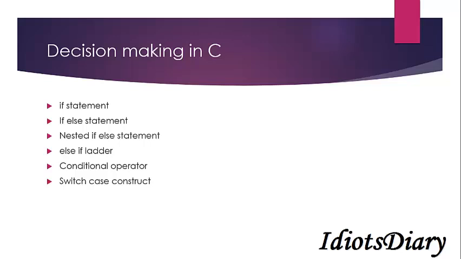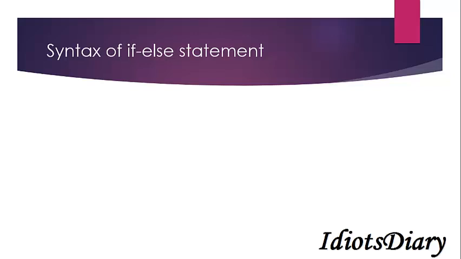Now move to the syntax of the if else statement. In the syntax, first we write an if followed by a condition and then a block of statements which should be performed if the condition is true. Then else and a block of statements which should be performed if the condition is false. The block that appears after the if is called the if block, and the block which appears after the else is called the else block.